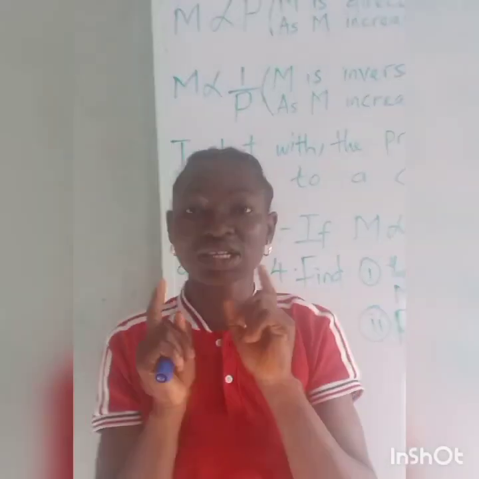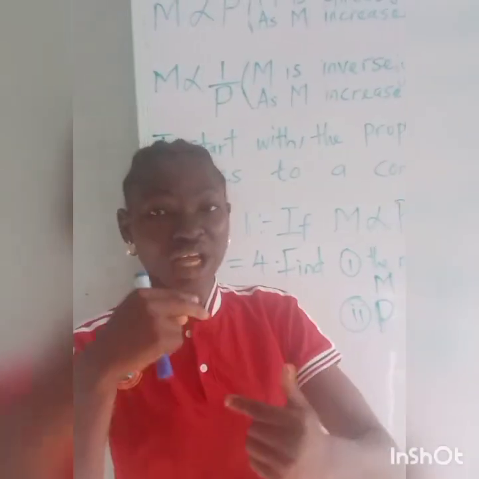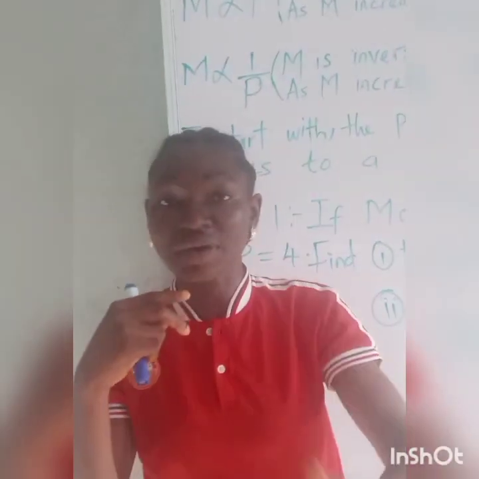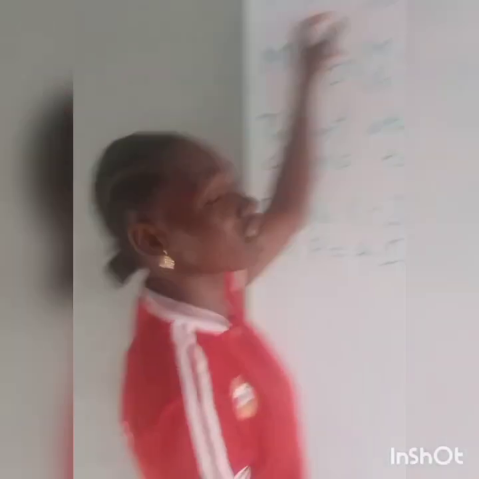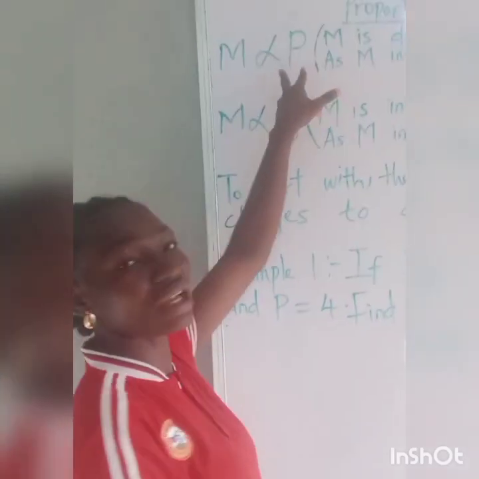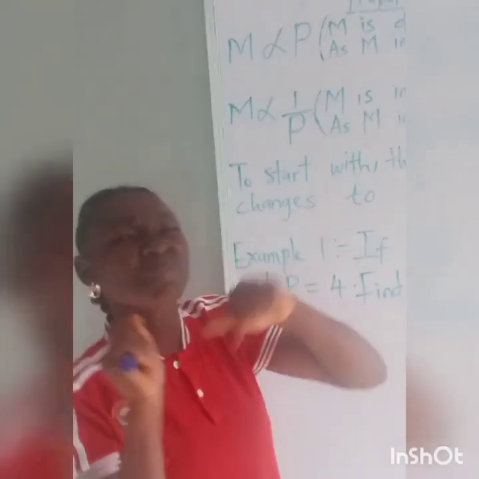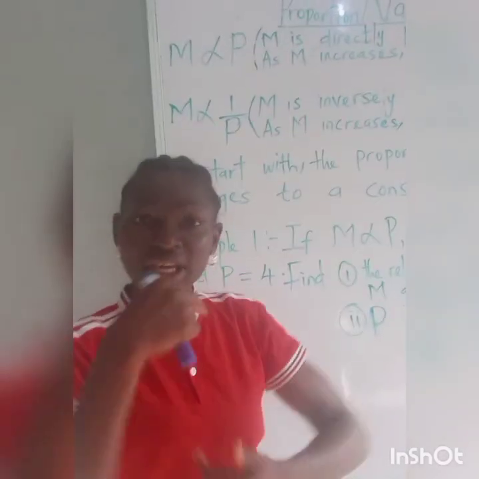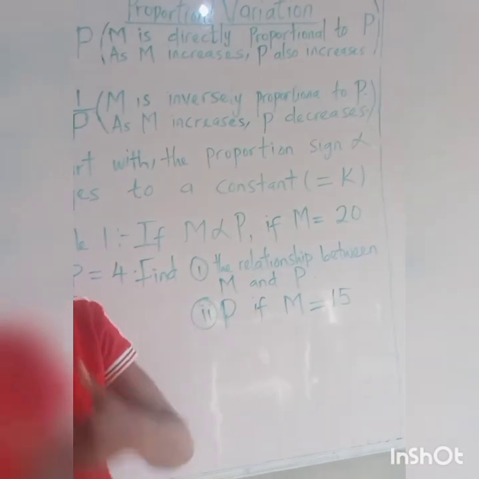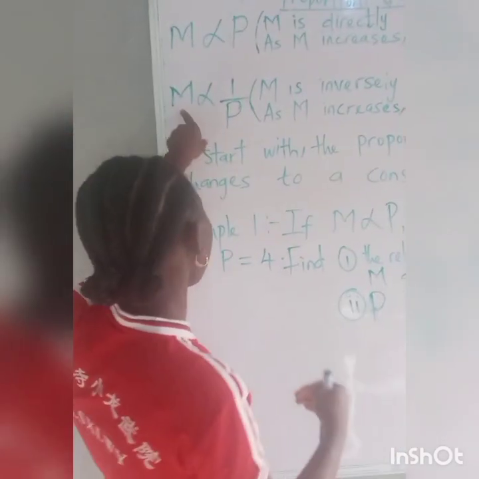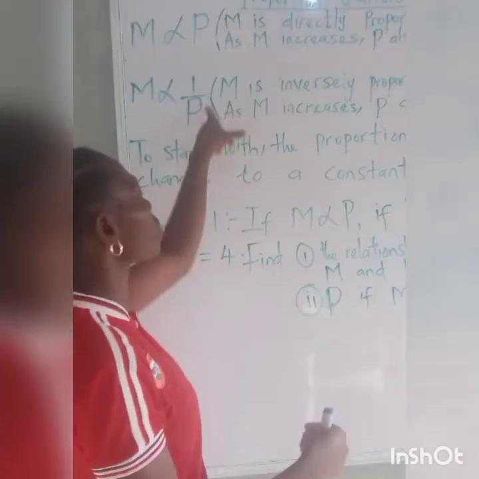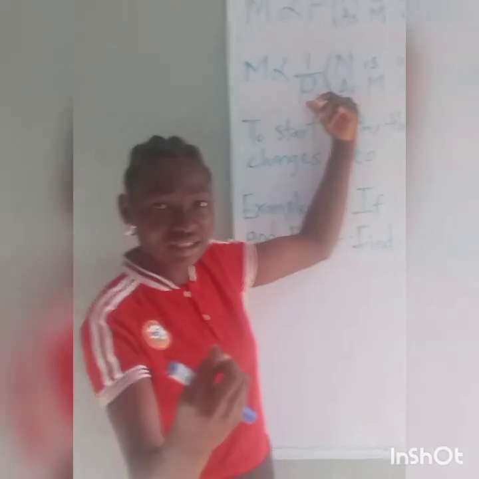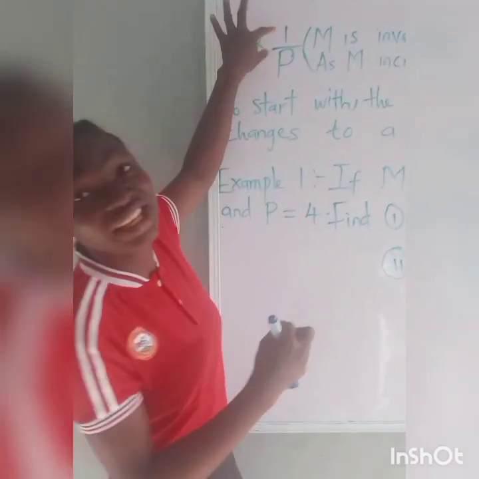This sign is the proportional sign. It means proportional, directly proportional or inversely proportional. How do we know either is direct or inverse? Let's say this is direct. So I say N is directly proportional to P, which simply means as N increases, P also increases. But if it is indirect or inverse, I would rather say N is inversely proportional to P, which means as N increases, P decreases.